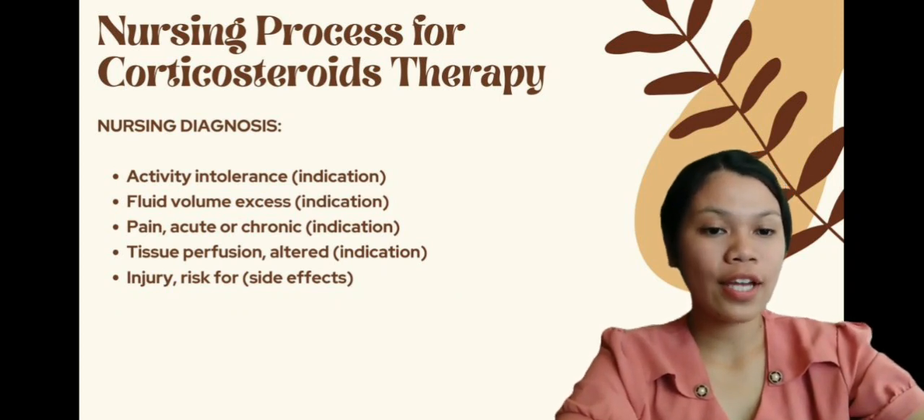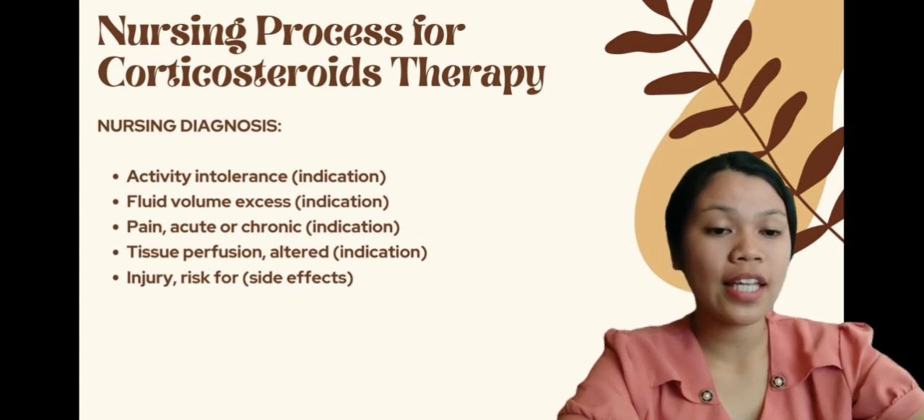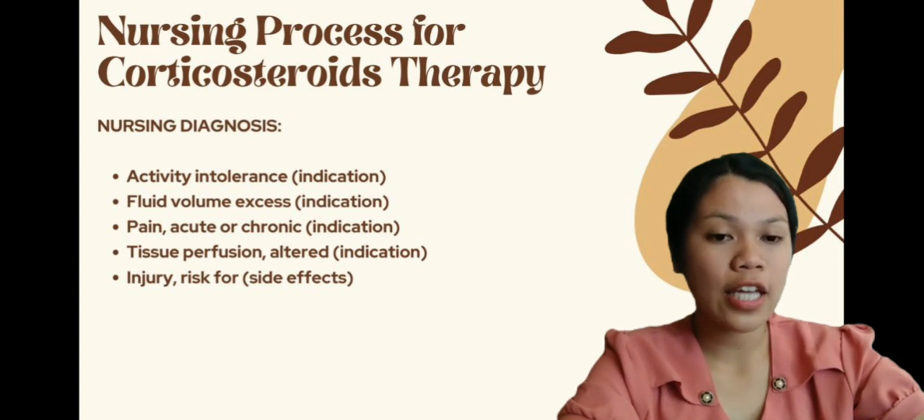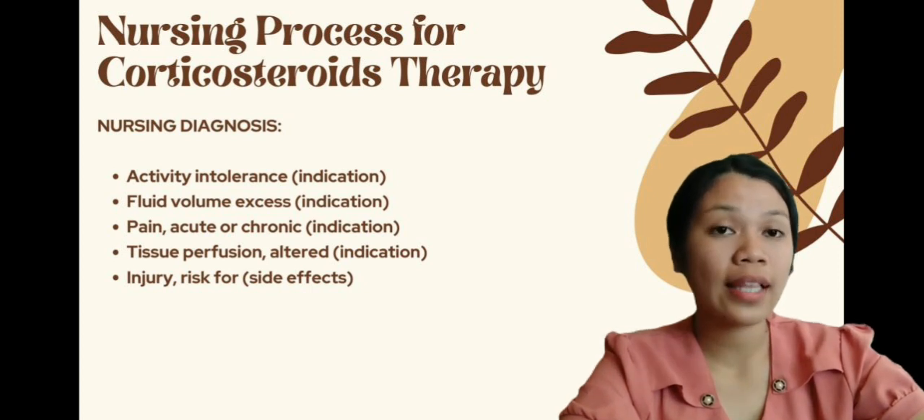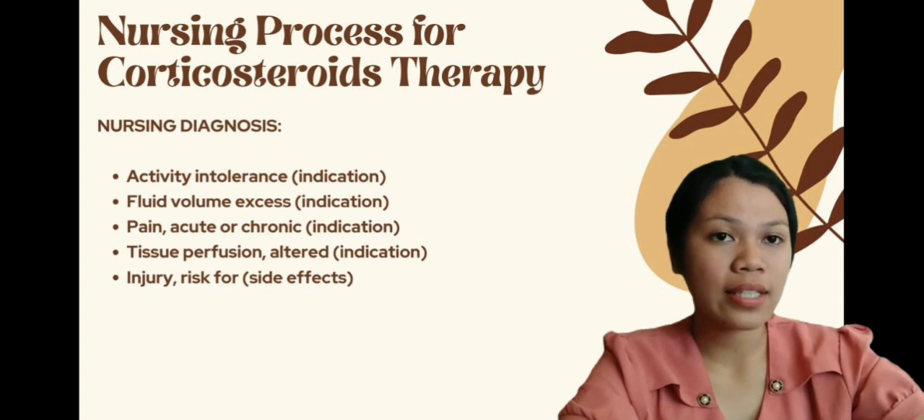Next is the nursing diagnosis. First, activity intolerance. It is an indication. Next is fluid volume excess. It is an indication. Next is pain, acute or chronic. It is also an indication. Next is tissue perfusion altered. It is also an indication. And lastly, injury risk for. It is a side effect.